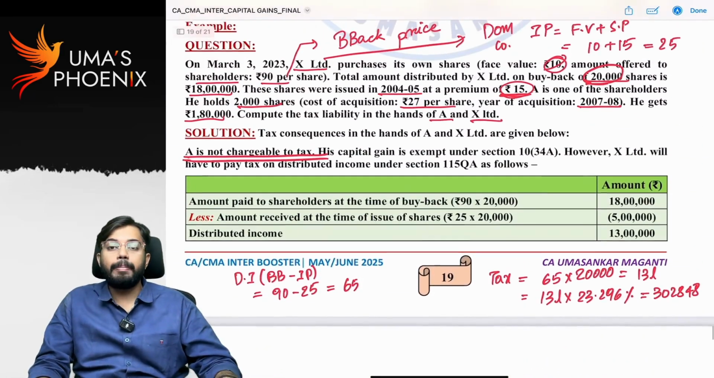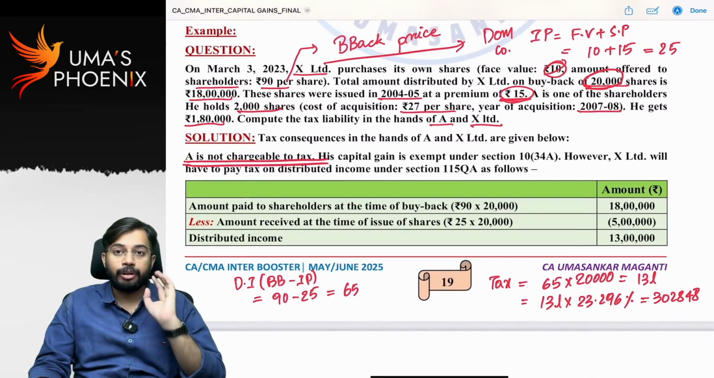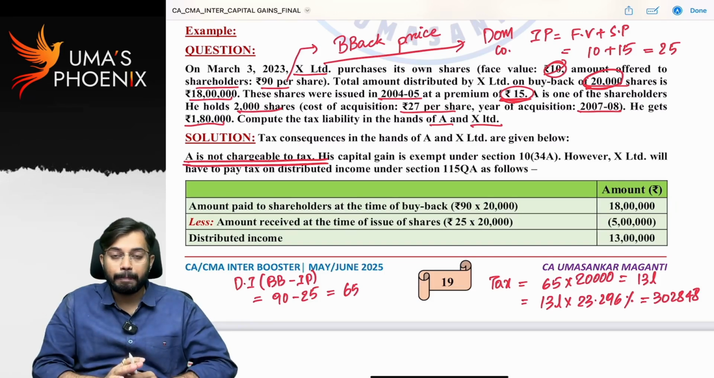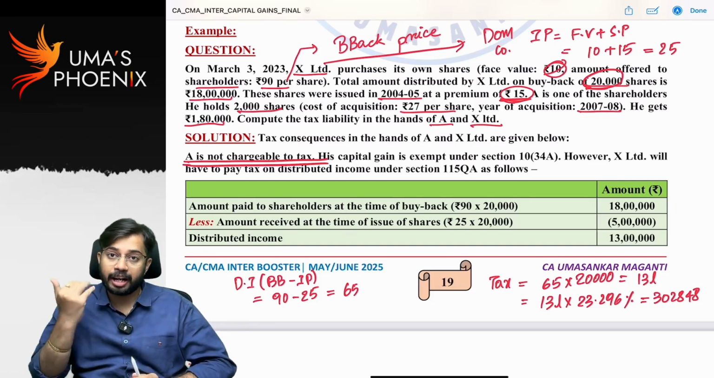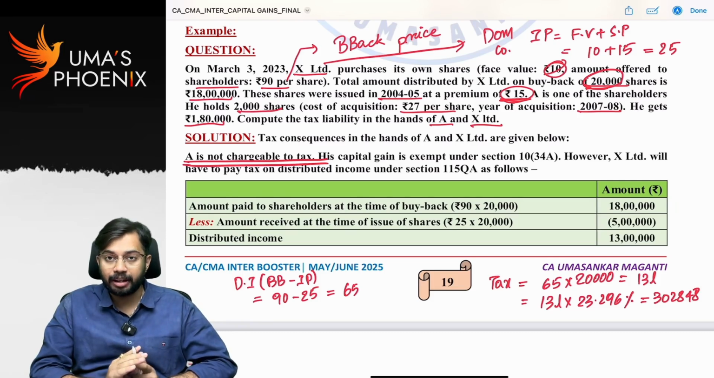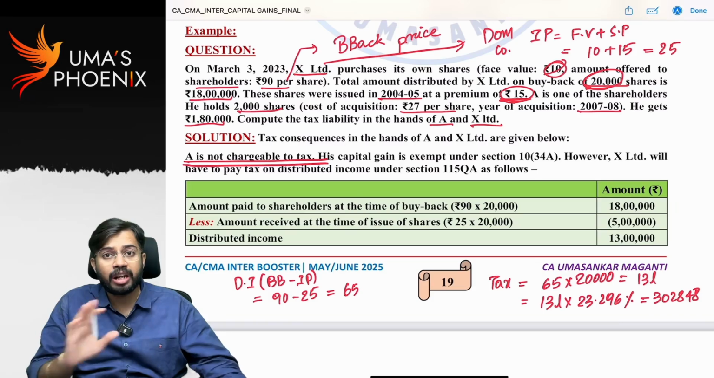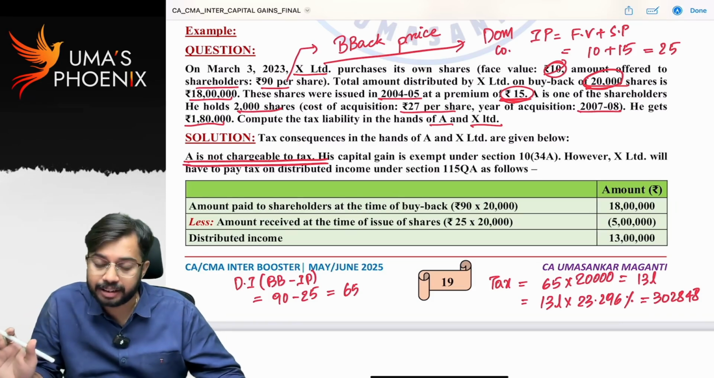So before 1st October 24, if a domestic company has done buyback, tax is required to be paid by the domestic company on distributed income at the rate of 23.296%. In the hands of shareholder, nothing is taxable, it is fully exempt.